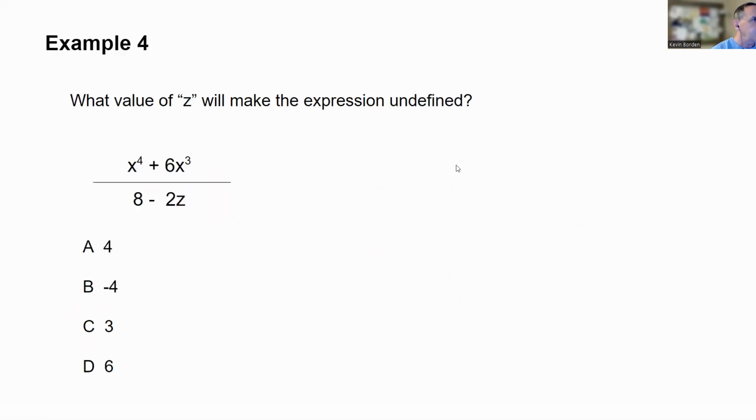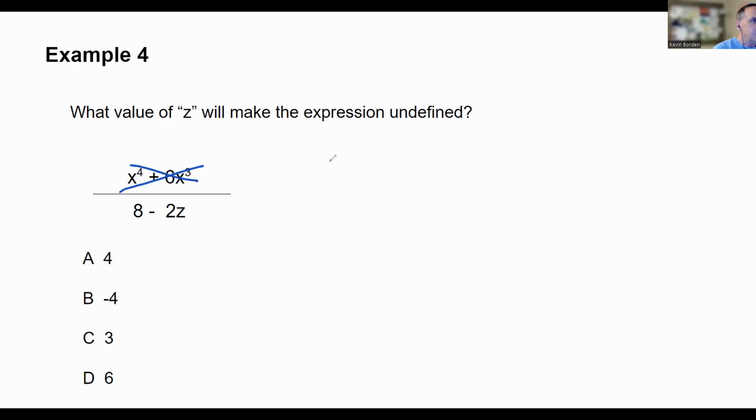Example 4. What value of z will make the expression undefined? Once again, the variable does not matter. We're ignoring the top, and we're setting 8 minus 2z equals 0. Now, if you can look at this and you see the number that will make this equal to 0, that's great. Go with it. Otherwise, do this step. The third option I will talk about in a moment, but let's review the algebra here.